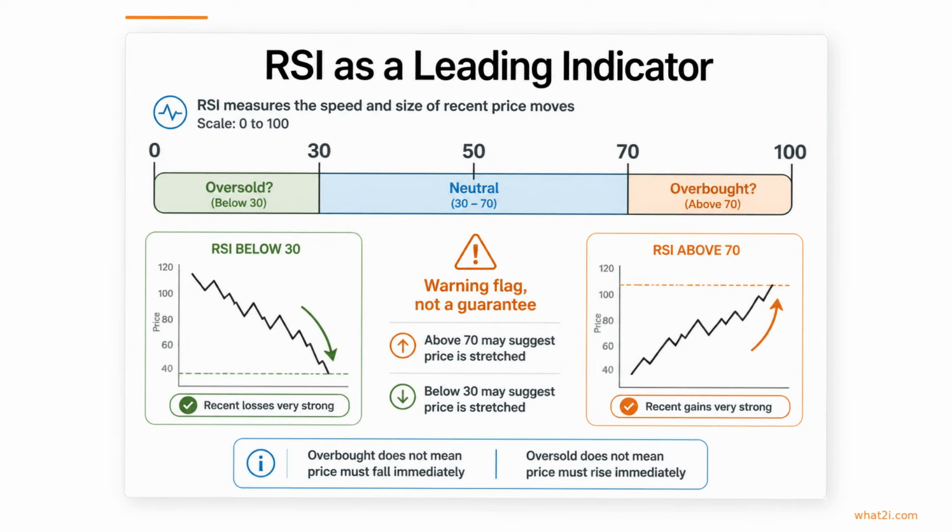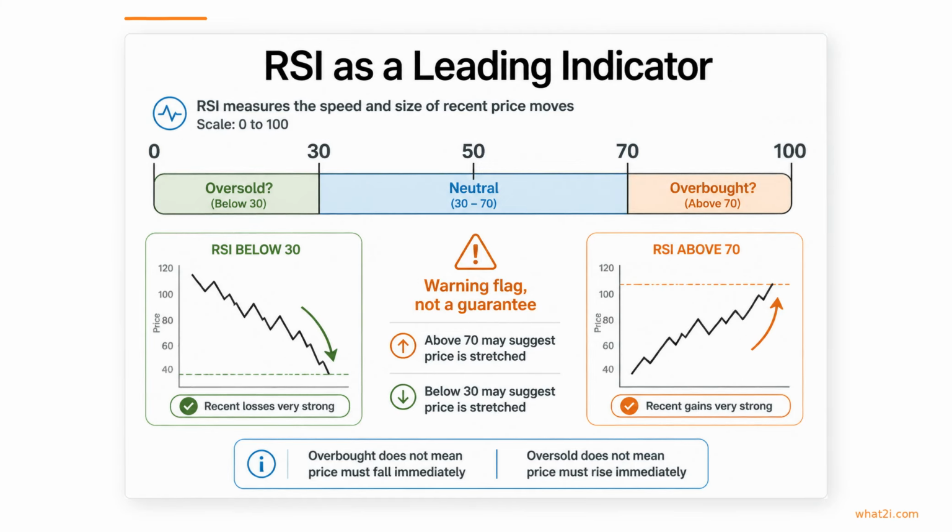The Relative Strength Index, or RSI, is a leading indicator that measures the speed and size of recent price moves on a scale from 0 to 100. Readings above 70 may suggest price is overbought, while readings below 30 may suggest it is oversold. That does not mean price must reverse right away. It means the recent move may be stretched relative to its recent behavior.